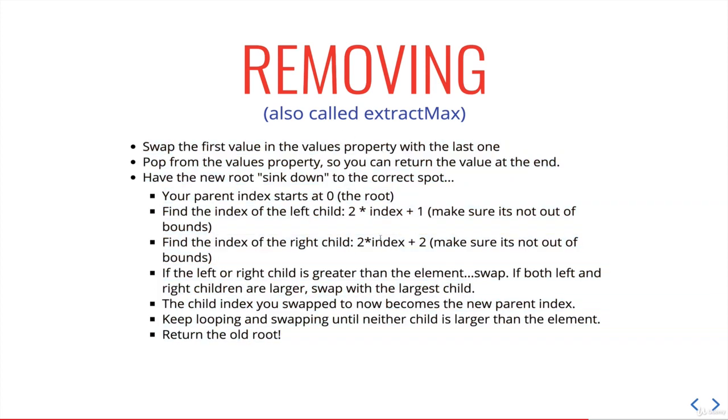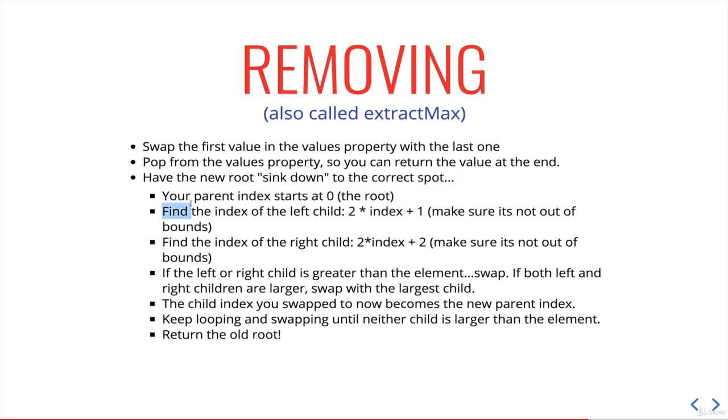So you can follow this pseudocode if you want. You don't have to do this line for line, but basically take the first value and swap it with the last one. Then remove that last one, use pop so that we get the old root. So we're going to have the root, swap it with the last item, and then pop the last item. But effectively, take the first item out and then replace it with the last item. Then you have to get to the sink down portion, this sift down, percolate down.